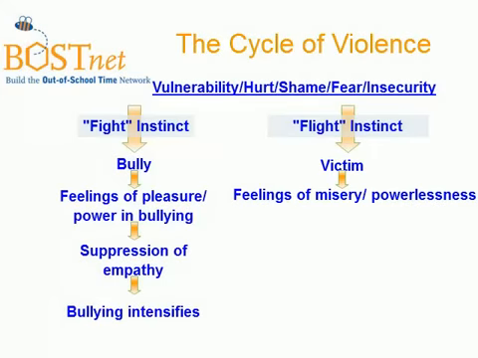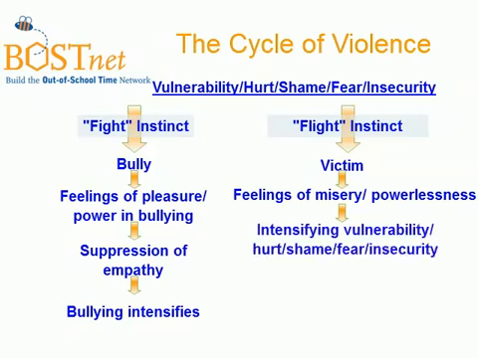Those misery and powerlessness feelings, instead of leading to a suppression of empathy, which is what the bully's side of the pathway has, on the victim side lead to an intensification of those negative feelings that led to that flight instinct initially. So you feel even more scared, even more vulnerable, even more ashamed, even more unsafe. And then again, you have a fight instinct or a flight instinct.